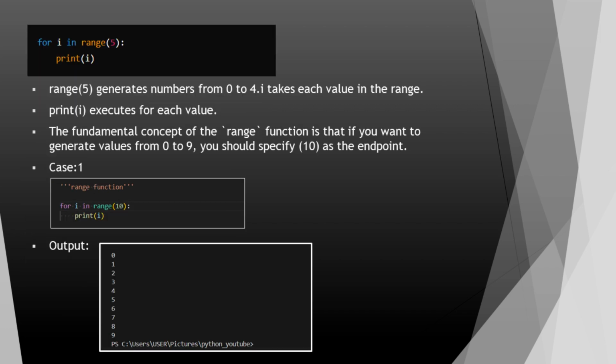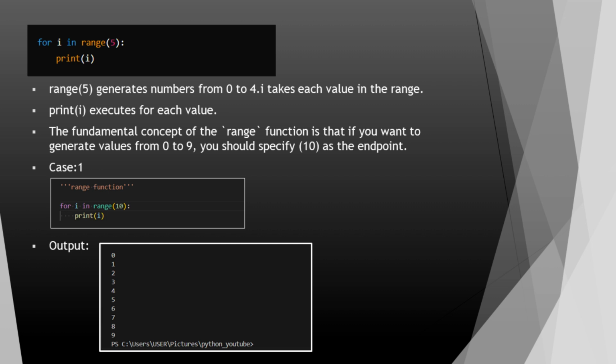Now let's see how range works in for loop. So here I have written a syntax for an example, for i in range 5, and I have written my print statement. Below, I have written some points. Let's read these points. So range(5) generates numbers from 0 to 4. i takes each value in the range. So in my range, I have given 5, so it will generate numbers from 0 to 4.